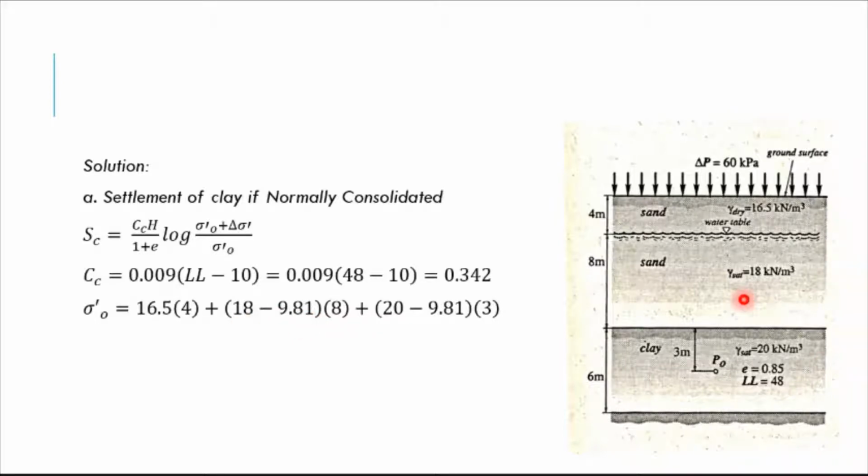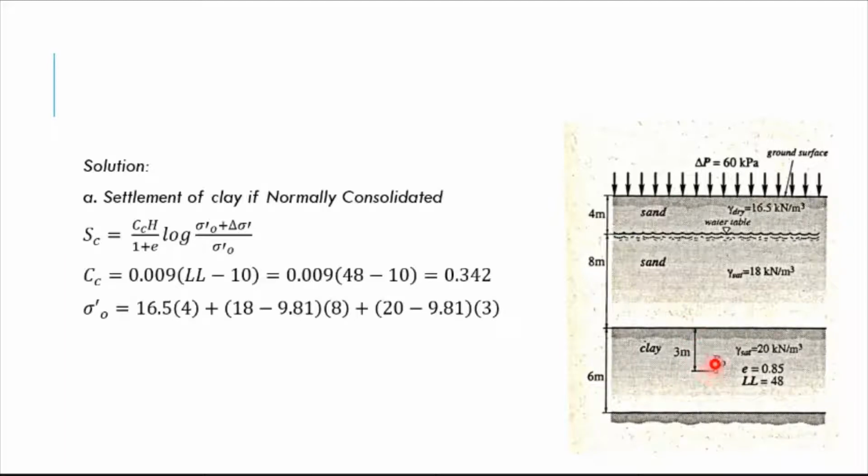So the saturated unit weight minus the unit weight of water is equal to the buoyant unit weight of the soil. Therefore, 18 minus 9.81 multiplied by 8 is equal to the effective stress until this point. Plus, this buoyant unit weight of this soil, we have the given saturated unit weight, so we just have to subtract 9.81 from 20 in order to get the buoyant unit weight. And then multiply it by 3 because we have to determine the stress at the mid-height of the clay layer, which is 3.